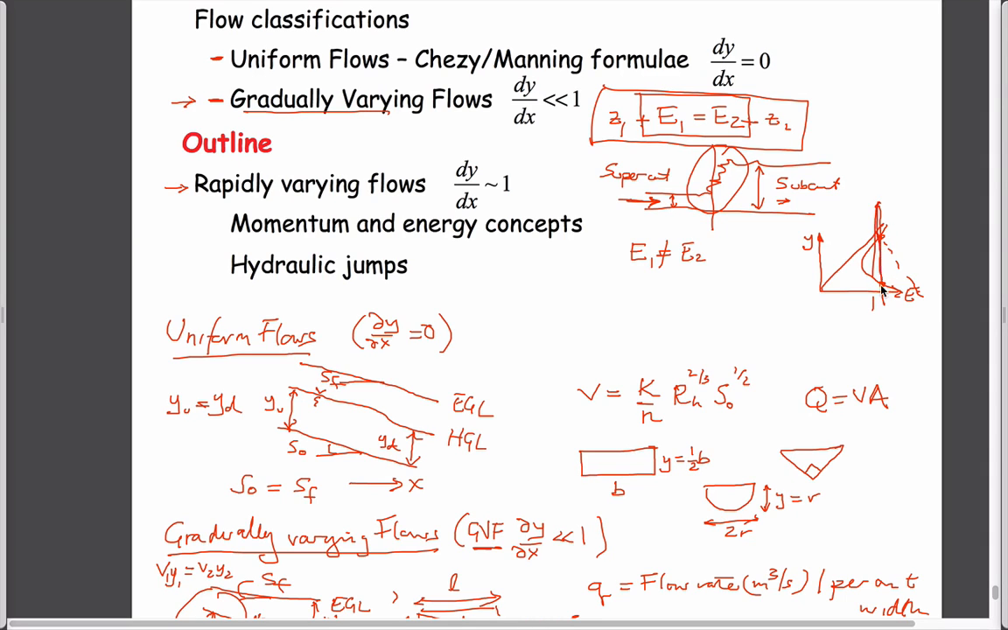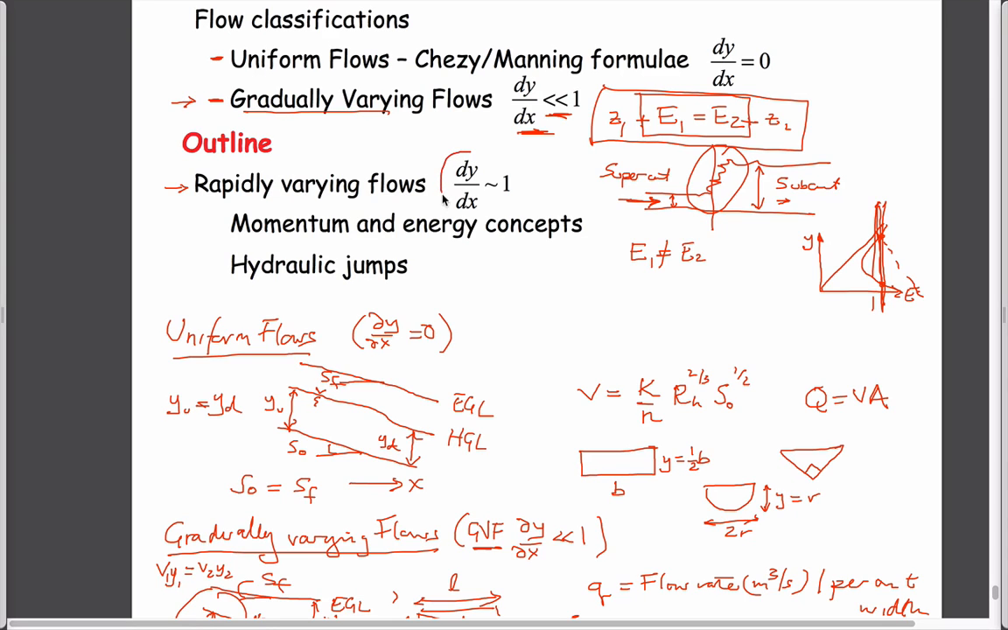In all of the cases that we've talked about, we've said that we can come down through the system and the energy in the system should be the same. It should be on this vertical line. And so those are the cases for what we've called gradually varying flows. So gradually varying flows mean that the slope of the free surface, the depth change, is really very small. How small? Quite small.